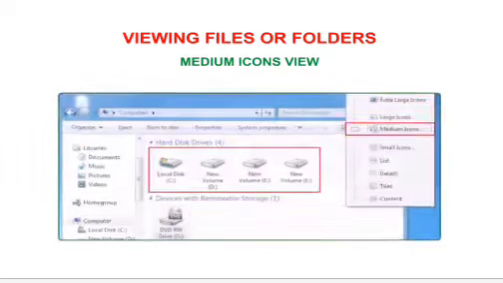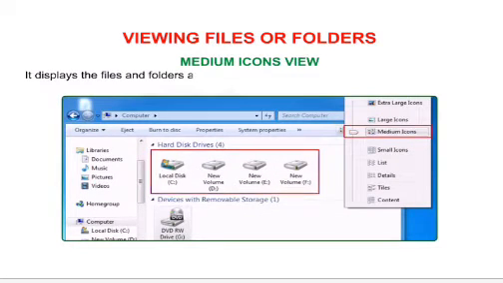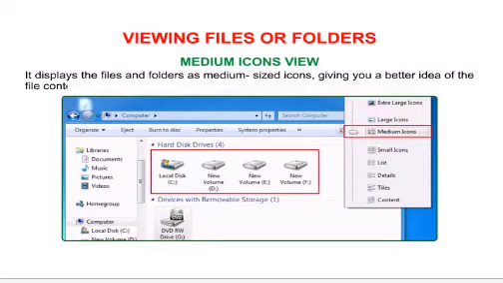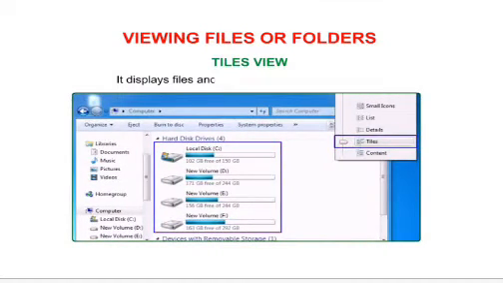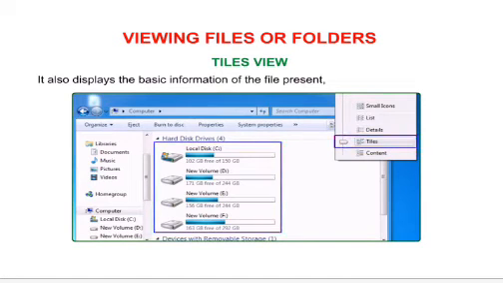Medium Icons View. It displays the files and folders as medium-sized icons, giving you a better idea of the file content. Tiles view. It displays files and folders as medium-sized icons. It also displays the basic information of the file present, such as its size and type.